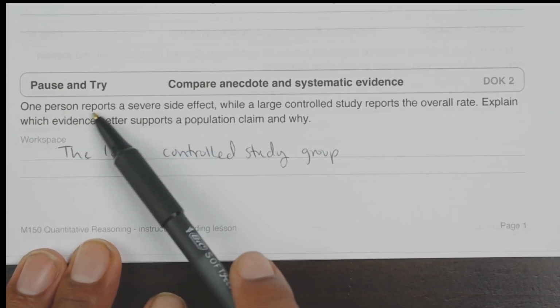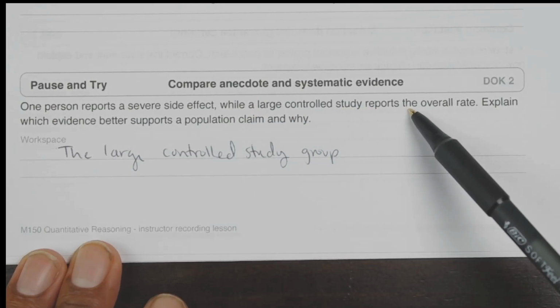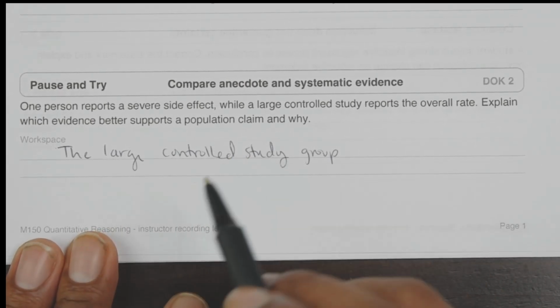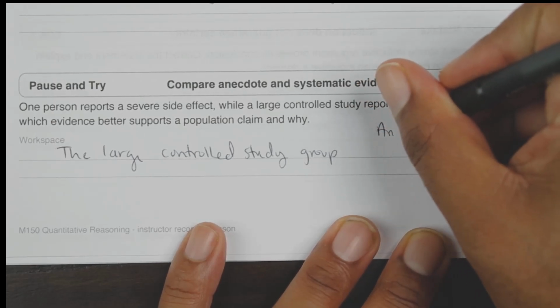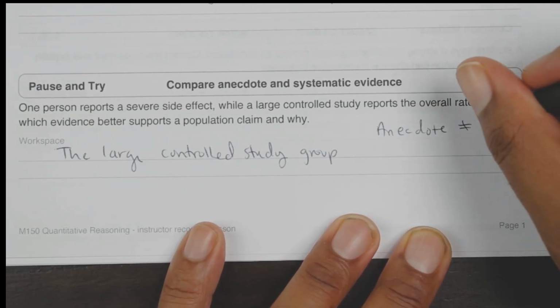One person says they have a severe side effect, and a large control study reports the overall rate. Which evidence better supports a population claim, meaning a claim that's going to affect the entire population? It would obviously be the large controlled study group. If a controlled study group has thousands of participants, it's going to give us much more systematic information about the overall rate. So an anecdote is not equivalent to the population rate.